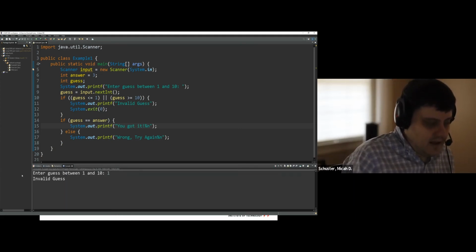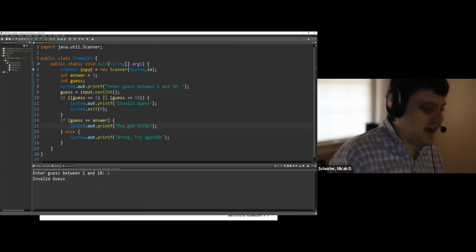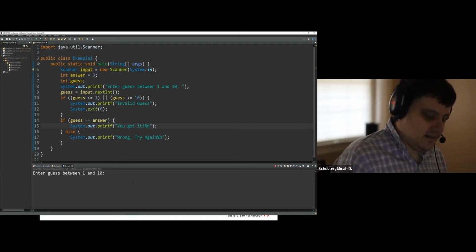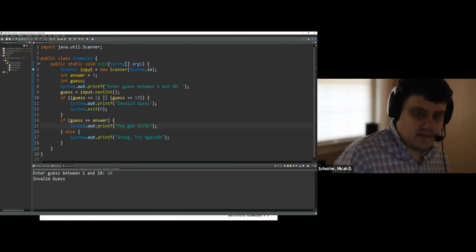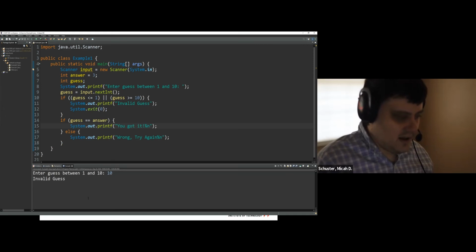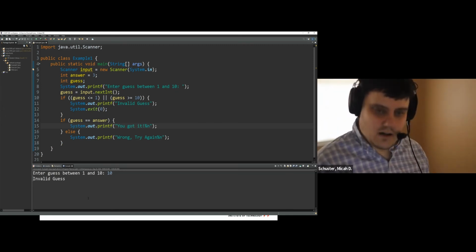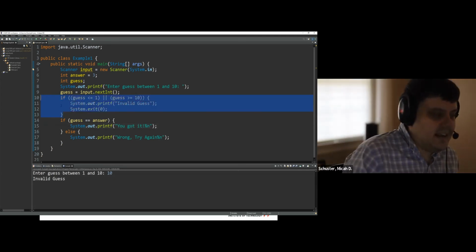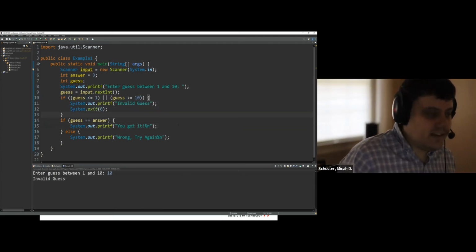Still gives me invalid guess. Even though my instructions to the user say between 1 and 10, I put in a 1, it says it's invalid. Let's try, we did 9 before. Let's try 10. Invalid guess. So 1 and 10, they didn't work, but they should have just said wrong, try again. So there's something wrong here when I'm printing out invalid guess. So let's think about it sort of slowly. Let's think about if I enter 1.